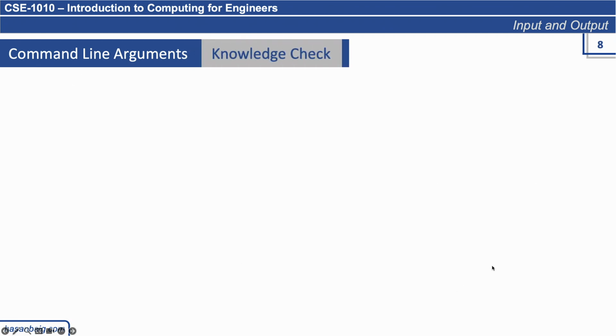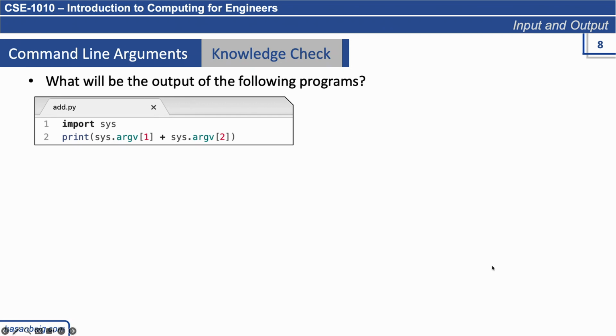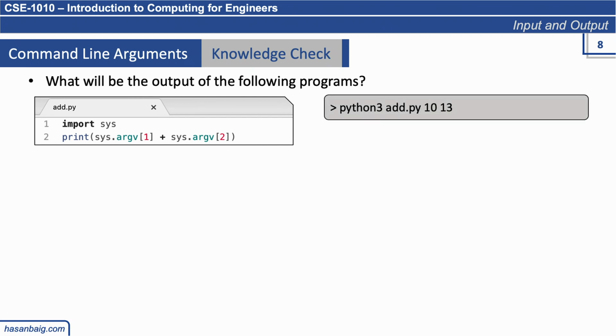All right, so let's do this knowledge check. What will be the output of the following program? So we are passing this value. So python3, add.py is the name of the file, and then we are passing 10 and 13. So what we are doing here is we are printing the value. argv1 would correspond to 10, and argv2 corresponds to 13. Yes. So the answer is 23.